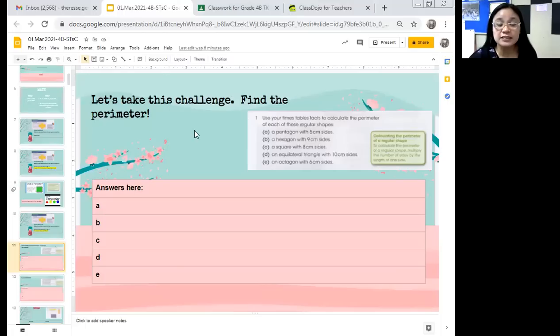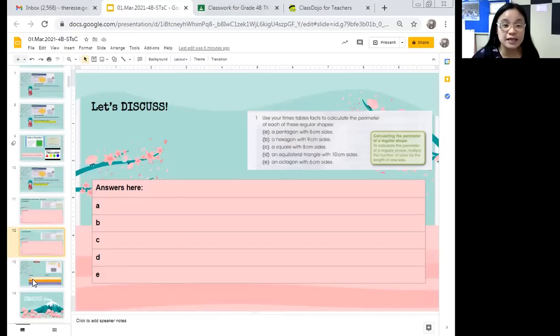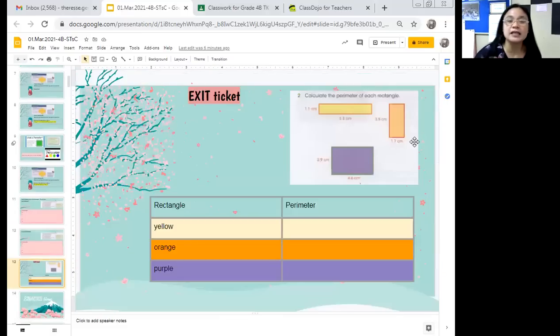After the Let's Investigate, you will have a series of questions. There are words that probably are new to you, like pentagon, hexagon, octagon. I don't want to tell you about it right now, but feel free to conduct research about it, and then we will discuss everything during our Zoom meeting. Then you will write down your answer in the box.